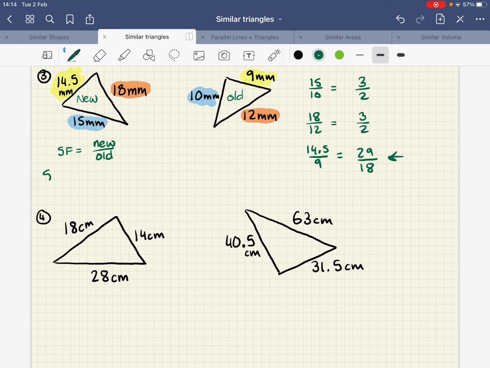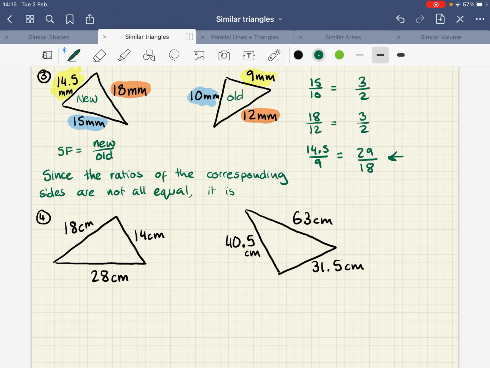So I'd write, since the ratios of the corresponding sides are not all equal, it is not similar.